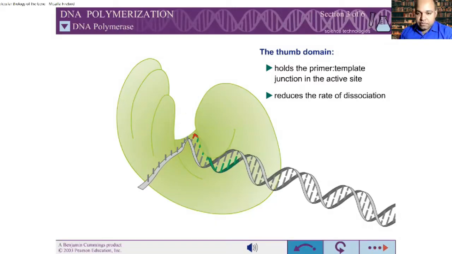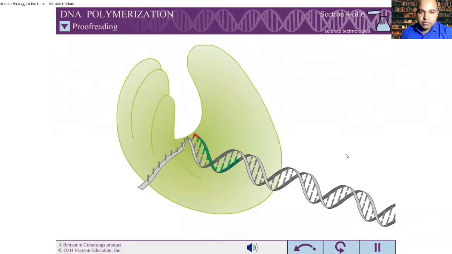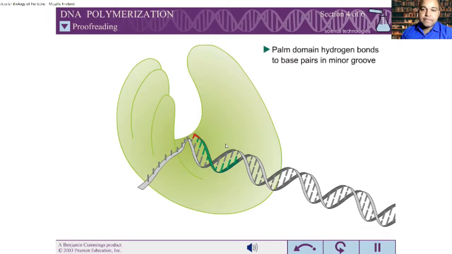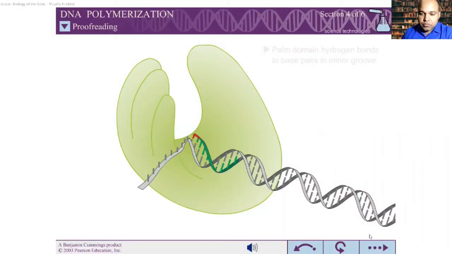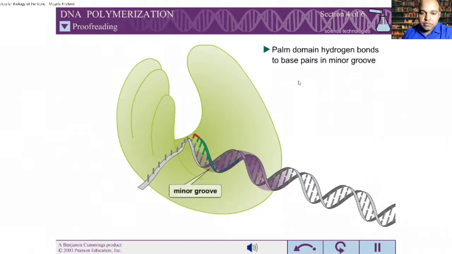Okay, next point. Another function of the palm domain is proofreading. The palm region makes extensive hydrogen bond contacts with the base pairs in the minor groove of the newly synthesized DNA. देखिए, पाम डोमेन का एक और फंक्शन होता है. ये क्या करता है? ये प्रूफ रीडिंग को कराता है. कैसे प्रूफ रीडिंग को कराता है वो हमें यहाँ पर. The palm region makes extensive hydrogen bond contacts with the base pairs in the minor groove of the newly synthesized DNA. So we know that the DNA is present in the form of a helix with two different grooves. One is referred to as the minor groove, another one is referred to as the major groove.